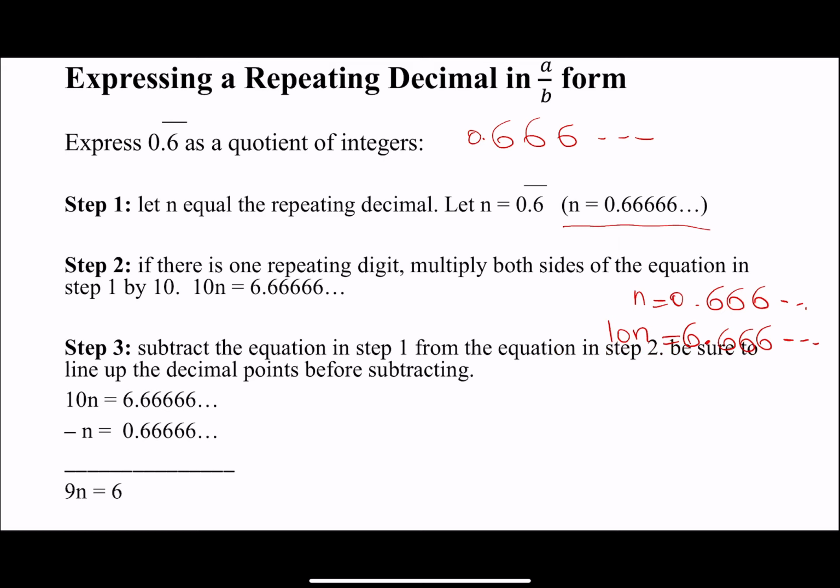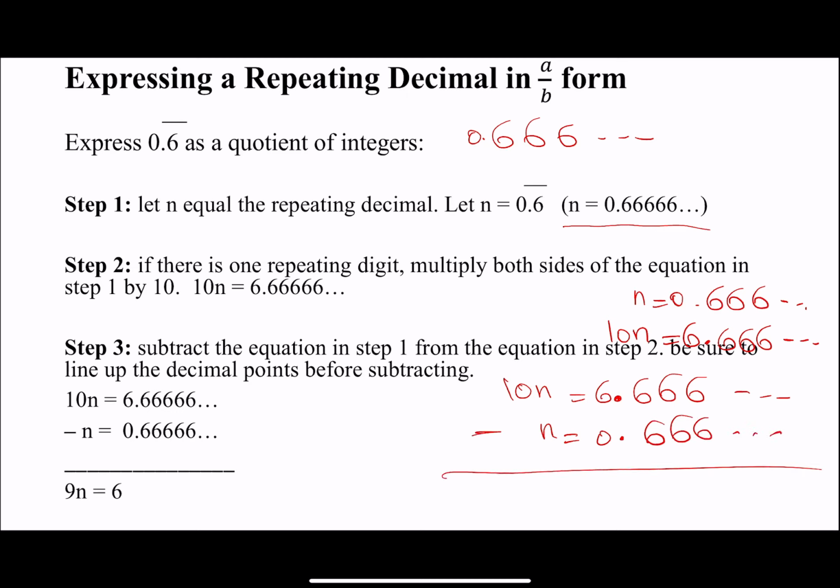Make sure that you line up the decimal points before subtracting. So we have 10n is equal to 6.666, like that, and we have n is equal to 0.666, and so on. We subtract. We subtract the left side separately, and we subtract the right side separately. On the left side, 10n minus 1n is 9n. And on the right side, please make sure that the decimal points are aligned. 6.666 minus 0.666 is 6.